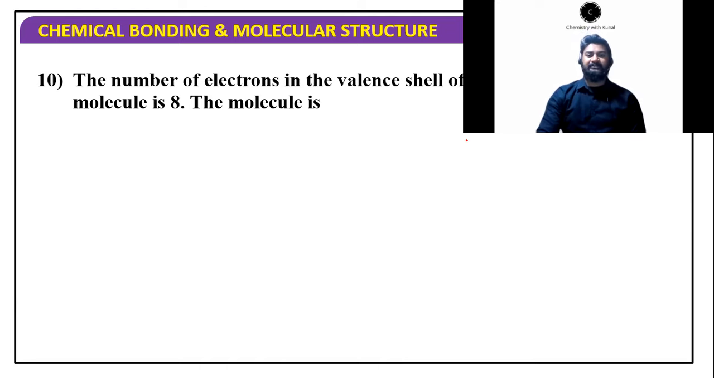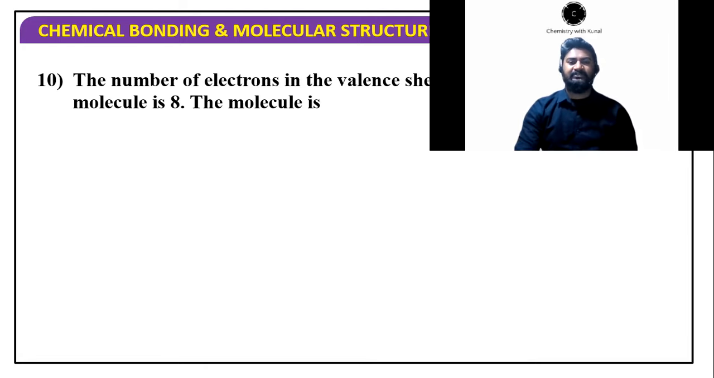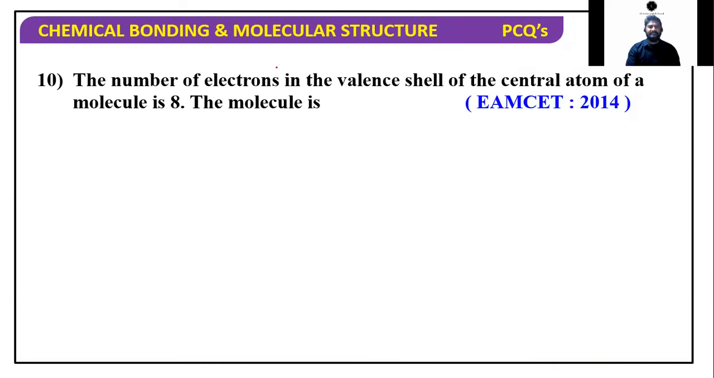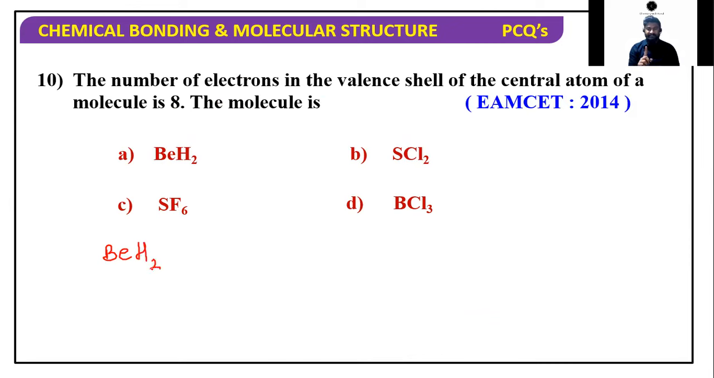Question number 10. This was also asked in one of the CET exams. So let's see what the question is. Here they're asking, the number of electrons in the valence shell of the central atom of a molecule is 8. Which molecule could it be? So they're asking which of the following has 8 electrons in the central atom. Let's look at the answer. Again, you can pause the video and try for 1 minute, as I told in the beginning of the lecture.